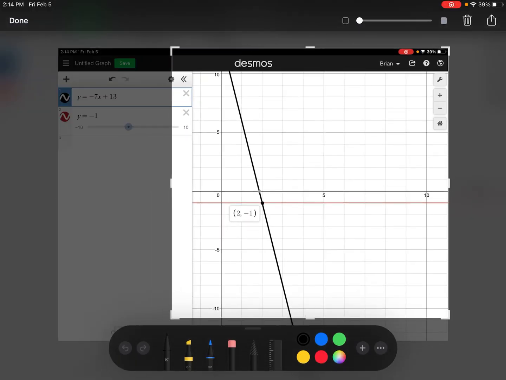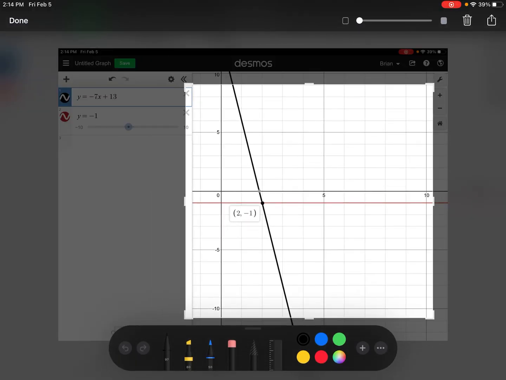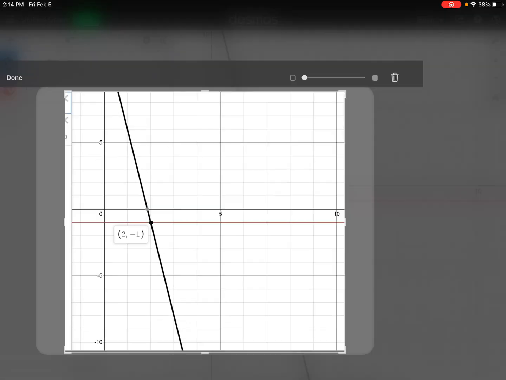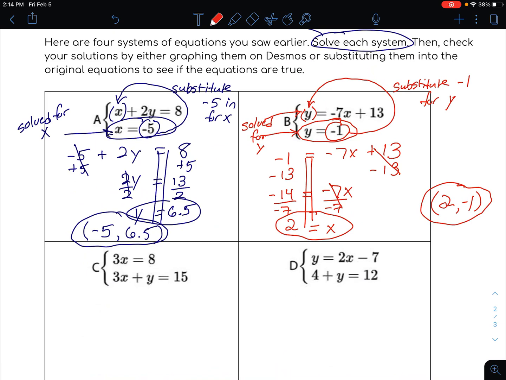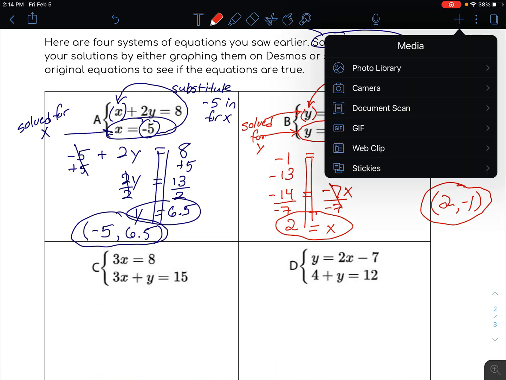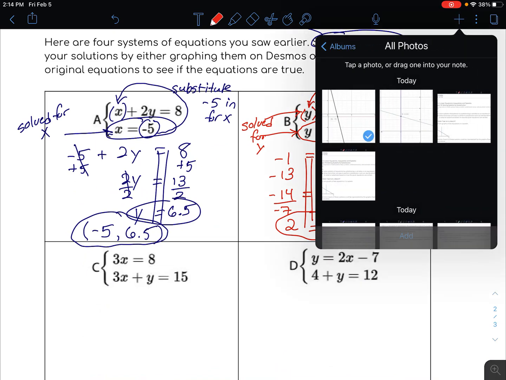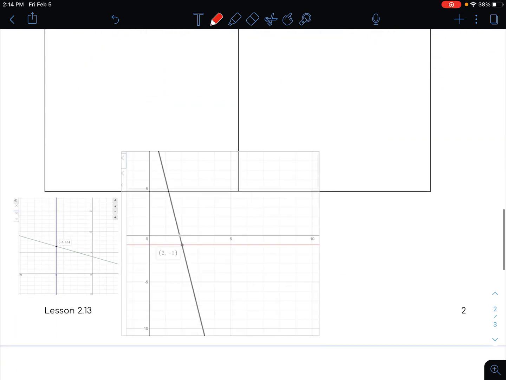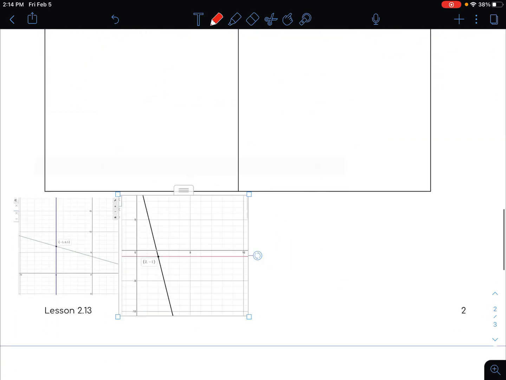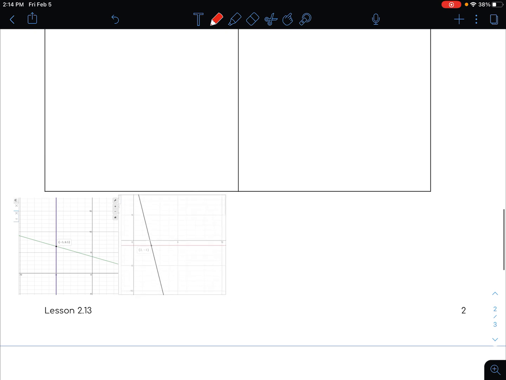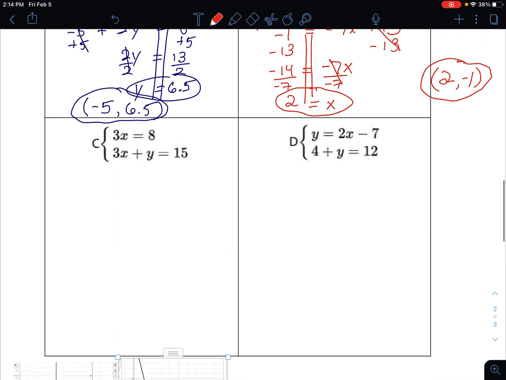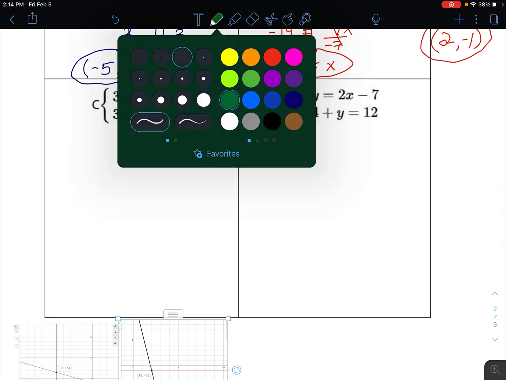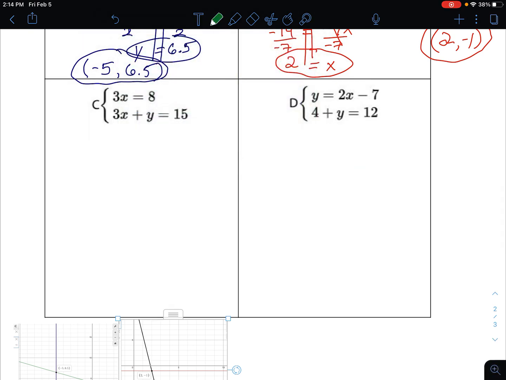All right, let's take that. Let's crop that up. You guys get good at this. All right, done. Saved photos. Here we go. Back over. All right, bring that down. So we checked our answer. Again, this was the check your answer part of the problem here, so we're just going to drop that in to show that we checked our answers. All right, switch colors. Let's go with the next one.